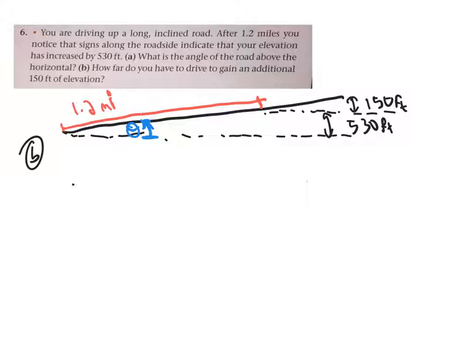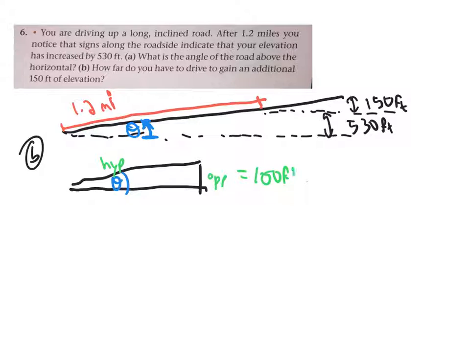All right, for part B, we're going to go some additional length that I don't know, up a height that I do know, and the key thing is at the same angle. So also theta, and this is now our new hypotenuse, and this is our new opposite. The new opposite is 150 feet. And our new hypotenuse, I'm just going to call S. I don't know what it is.